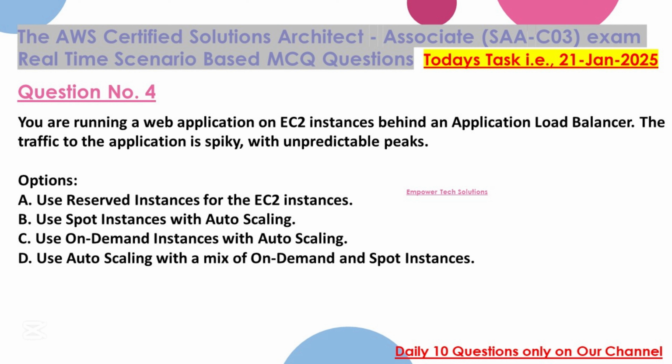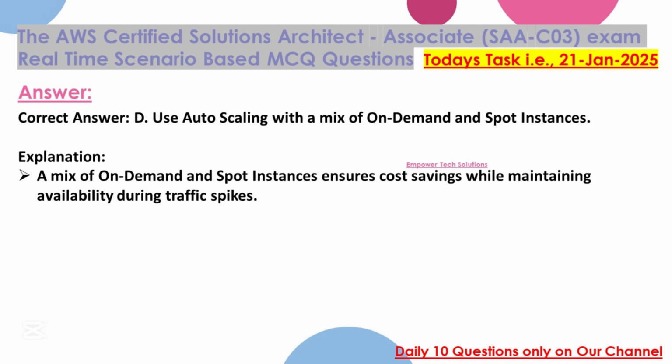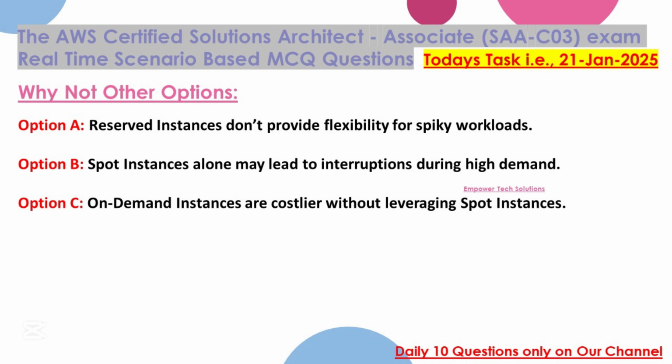C. Use on-demand instances with auto scaling. D. Use auto scaling with a mix of on-demand and spot instances. Correct answer: D. Use auto scaling with a mix of on-demand and spot instances. Explanation: a mix of on-demand and spot instances ensures cost savings while maintaining availability during traffic spikes.